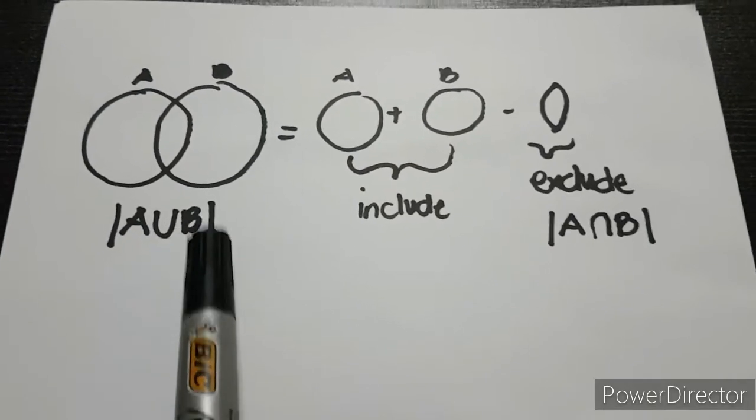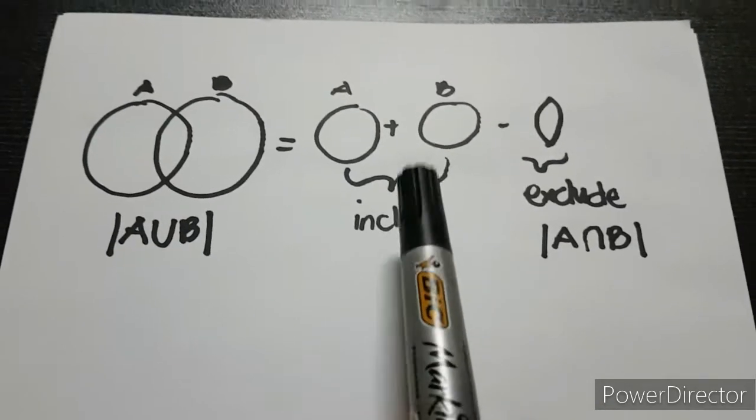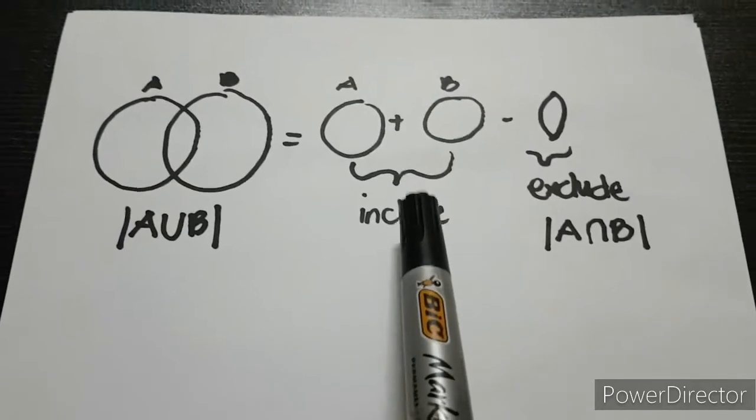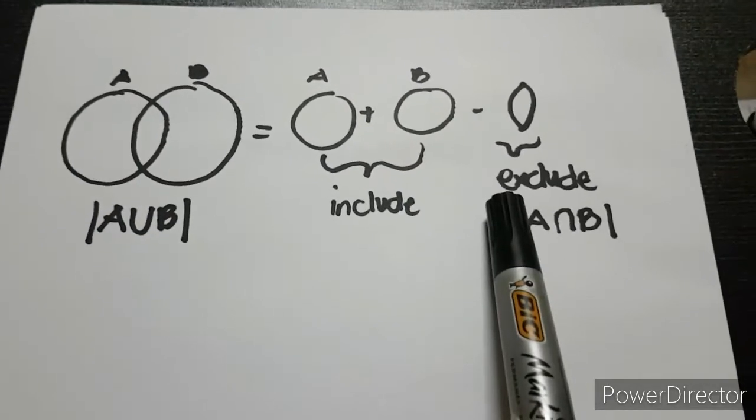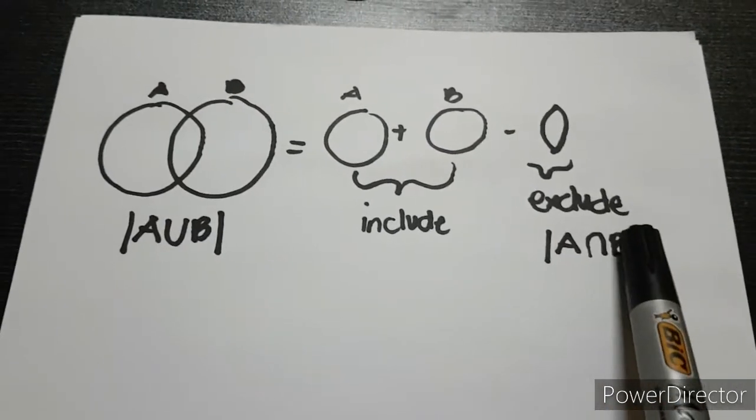A union B is equal to A plus B, which is the inclusion. And this was discussed by Michael Oliver. Just click the link in the description below. Minus A intersection B, which is the exclusion, or exclude.